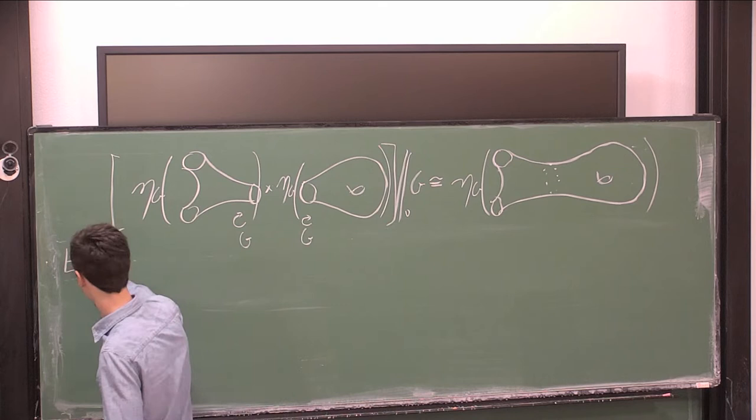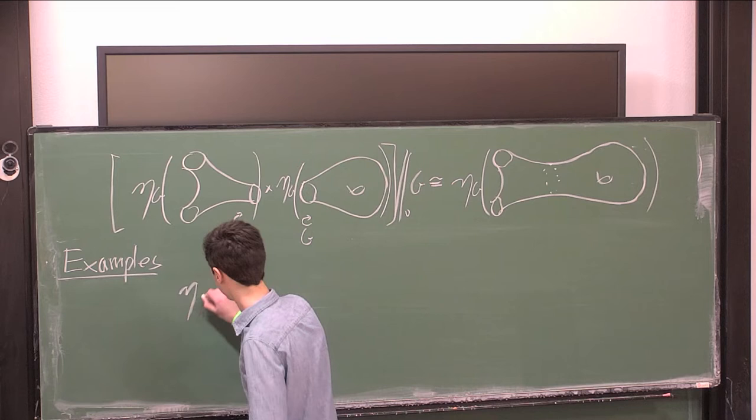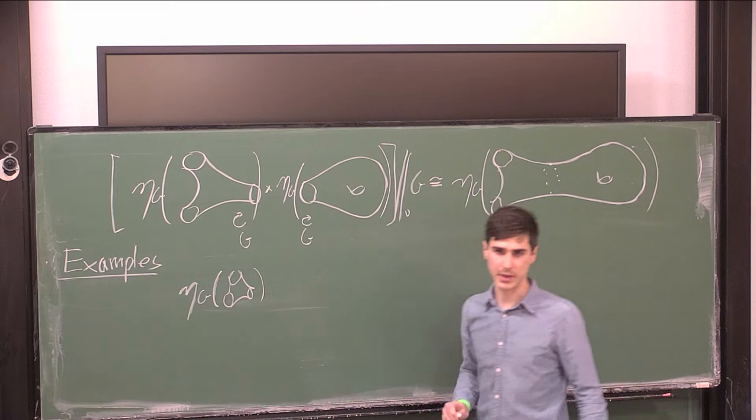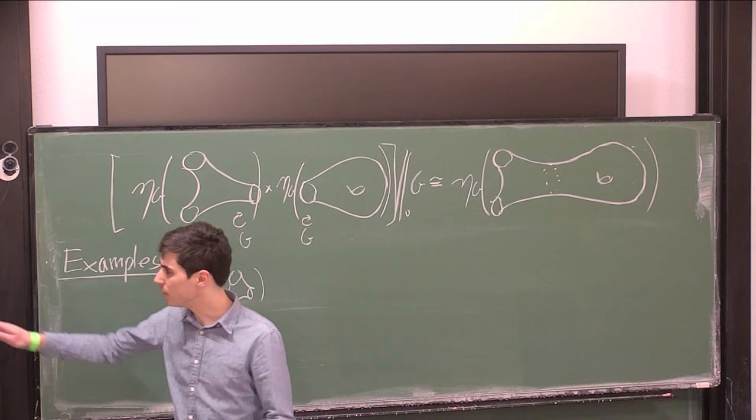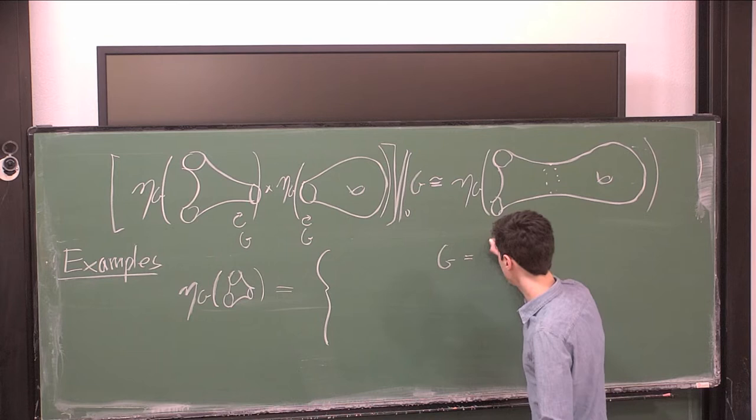Because not only did they make this conjecture, they also provided a few examples. And to solve this conjecture, it suffices to know what is the pair of pants, because once you know the pair of pants and you know the cap, you can glue these together with all other surfaces. And so for the pair of pants, they knew the answer for SL2C and SL3C.